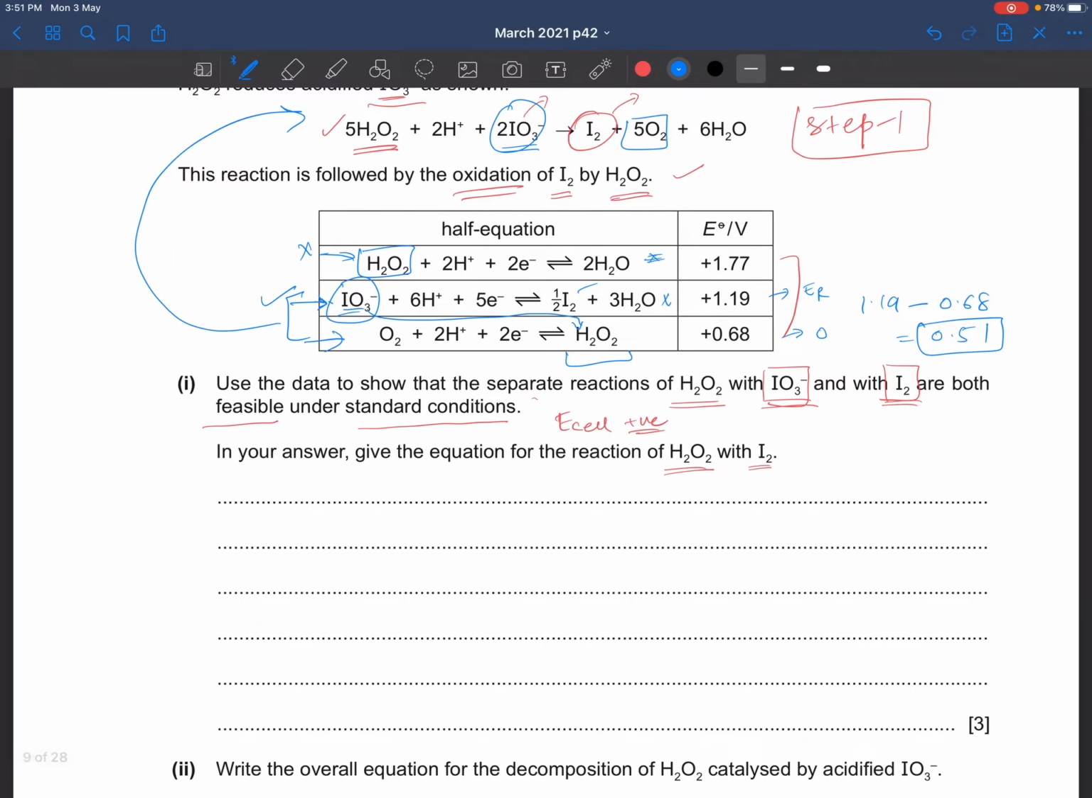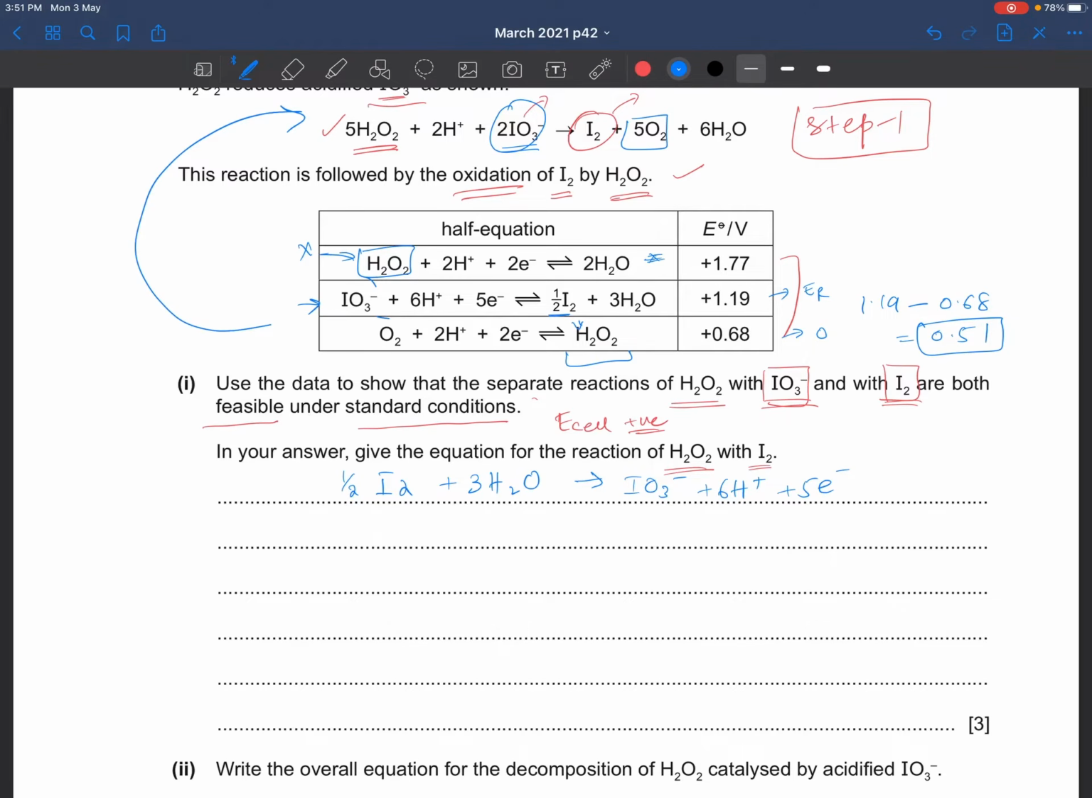And then let's write the equation for the reaction of H2O2 with I2. For that, we have to take this reaction. For the second step, we have to reverse equation number 2, because we need I2 on the reactant side. So this is 1/2 I2 plus 3H2O makes IO3 minus plus 6H plus 5 electrons, right?